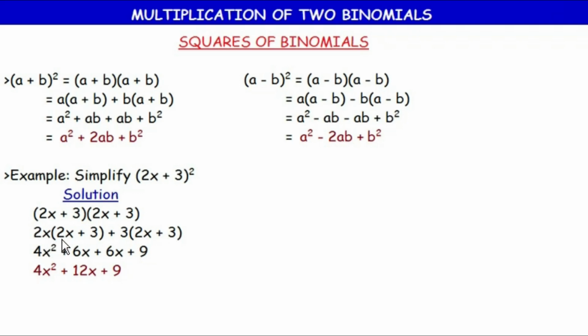What is 2x times 2x? It is 4x squared. Plus, what is 2x times 3? It is 6x. What is 3 times 2x? 6x. What is 3 times 3? It is 9. Right? So we are having 4x squared plus 6x plus 6x plus 9. Obviously we can solve these two, right? So 6x plus 6x gives us 12x. So our final answer becomes 4x squared plus 12x plus 9. I believe you get it.